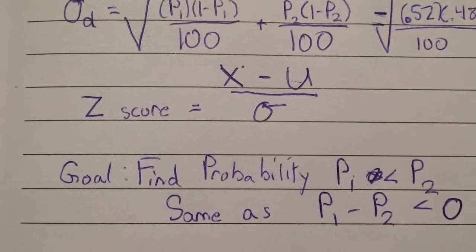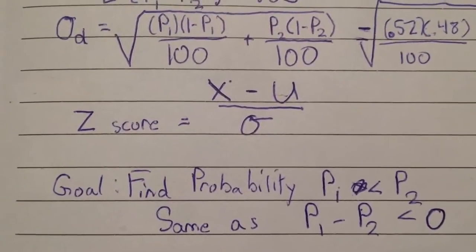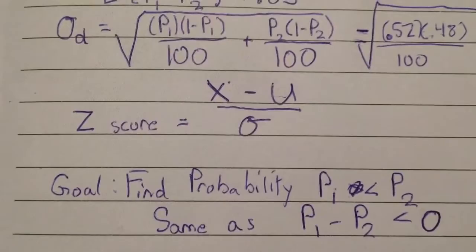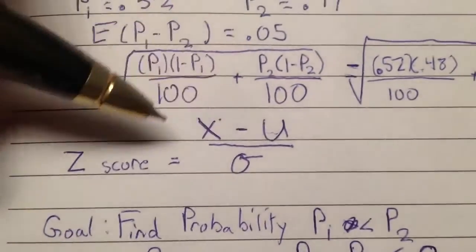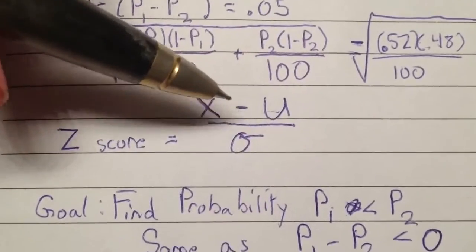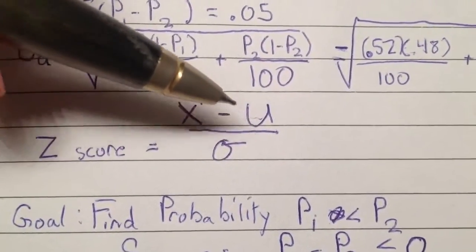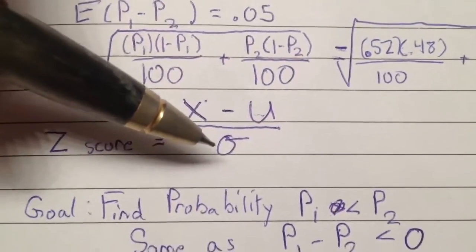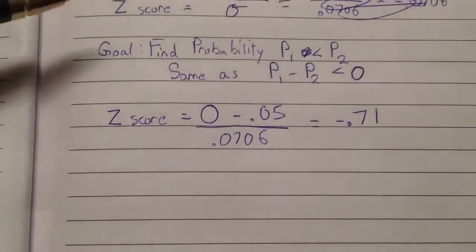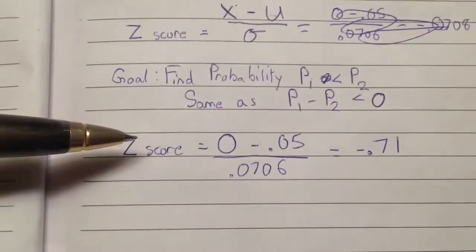The z-score formula, which allows us to find the probability that P1 minus P2 is less than 0, involves X, which is what we want the difference to be, minus what the mean difference is, over the standard deviation of the difference in sample proportions. Finding all the numbers, we can finally figure out the z-score.